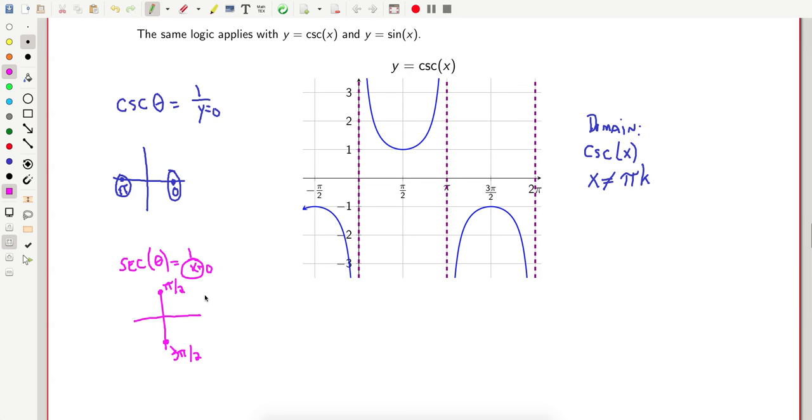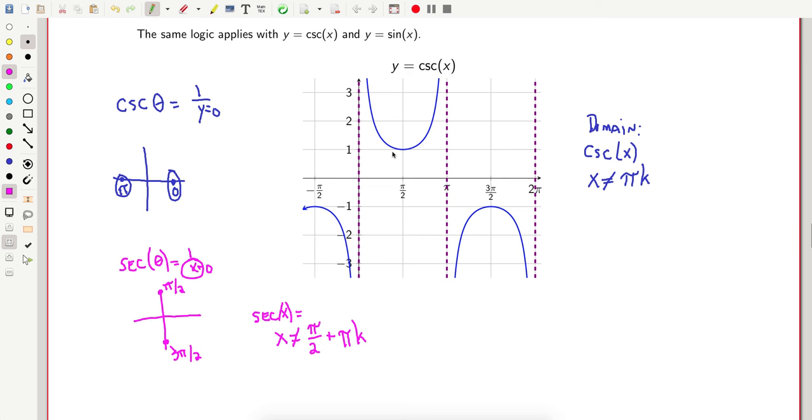And just as we saw for tangent and cotangent, for secant of x, for our domain, x is not allowed to equal pi over 2, starting on the positive y-axis, and then every 180 degrees thereafter, so every pi radians thereafter, so pi times k. So again, just like with tangent and cotangent, if you've got y equals 0, that's pi times k, where you're on the x-axis. If you have x equals 0, now you're on the y-axis, and that's pi over 2 plus pi times k.